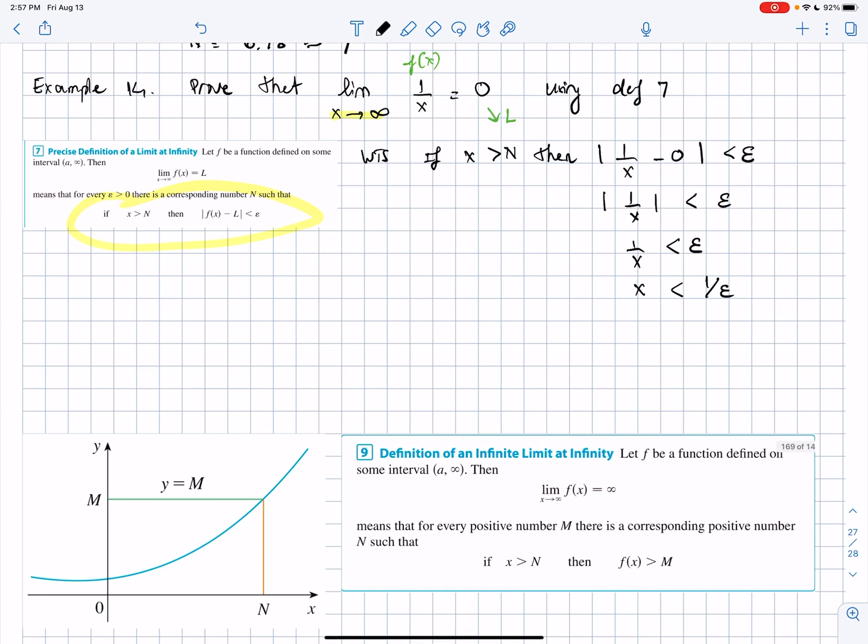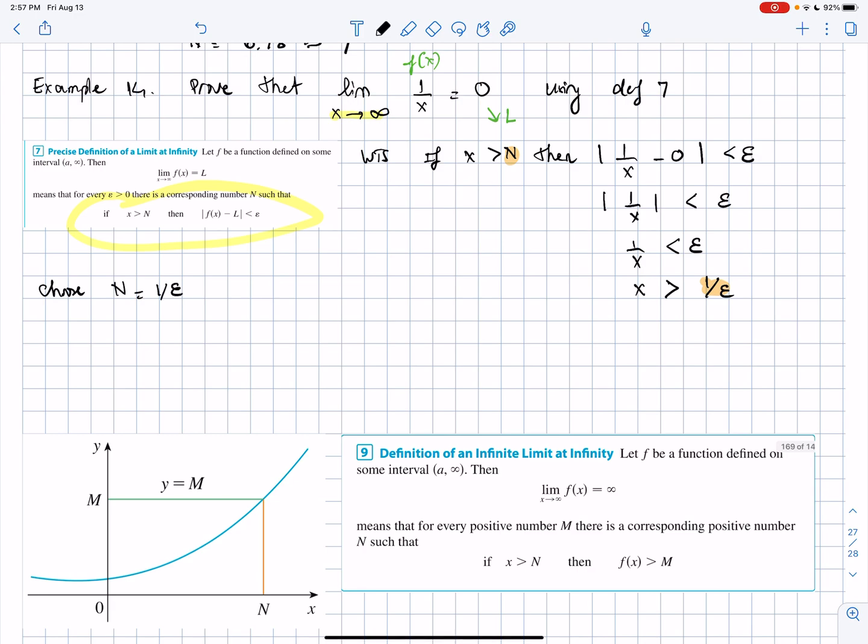So now we will choose, or we switch this. So we can say that N and 1 over epsilon, so we will choose N to be 1 over epsilon.